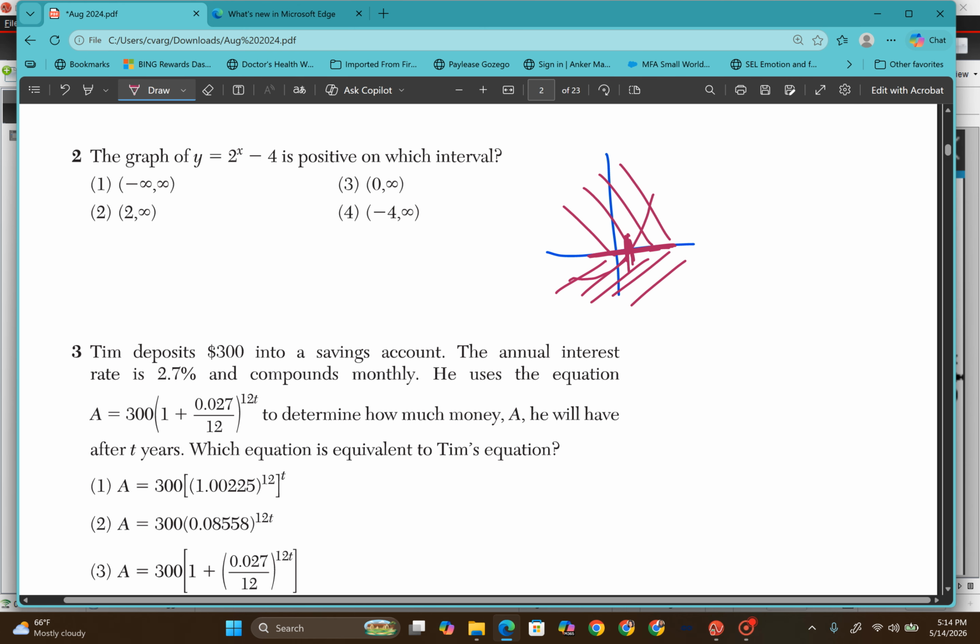So above 2, which is what this says: x, where x is greater than 2. It's not including 2, because remember, at 2 this point is 0. That's not a positive number. That is just 0. So 0 is neither positive nor negative.